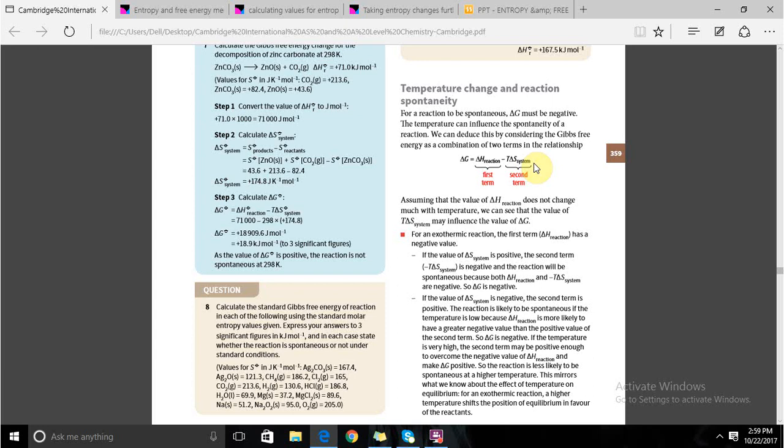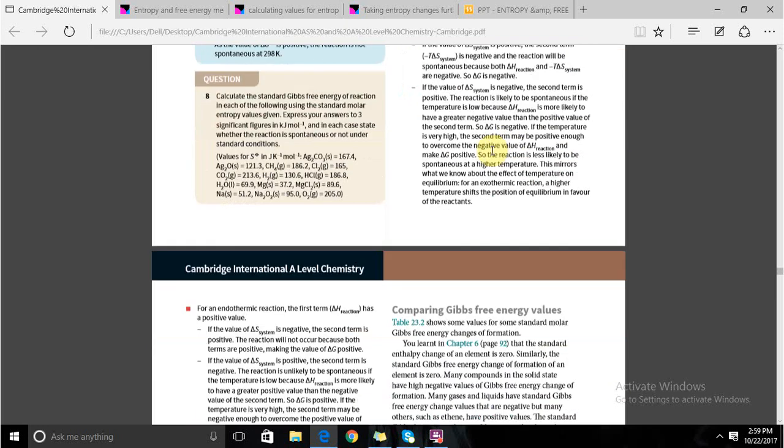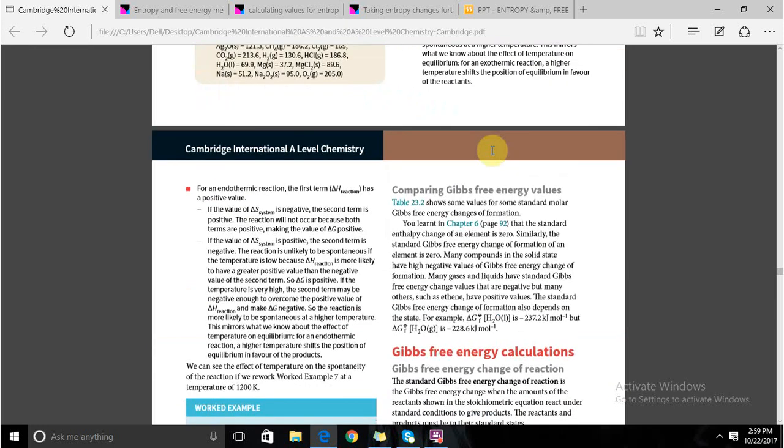And this mirrors what we know about the effect of temperature on equilibrium. For an exothermic reaction, a higher temperature will shift the position of equilibrium in favor of the reactants. And for endothermic, if the entropy of the system is negative and the second term is positive, the reaction will not occur, because both terms are positive, making the value of delta G positive. Because negative will result in a positive second term, and delta H is already positive.